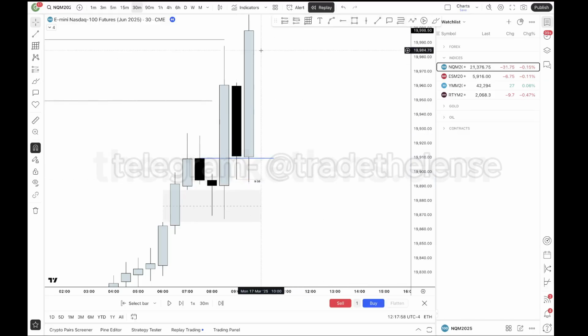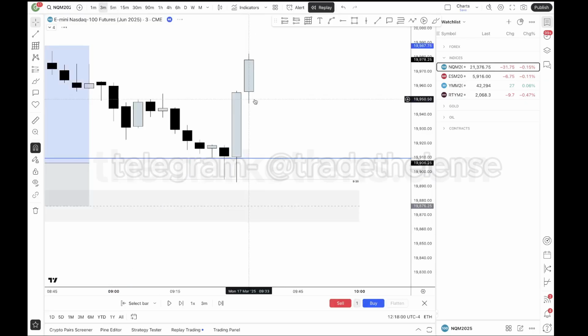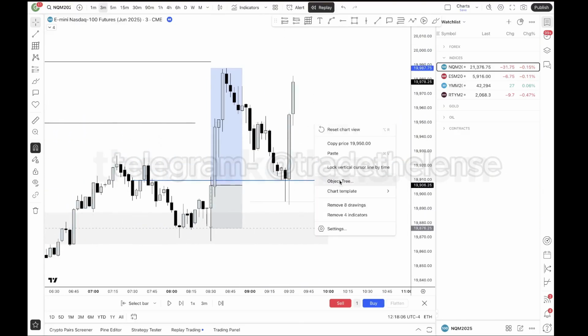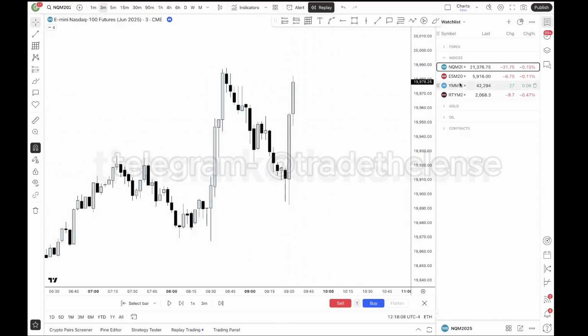So if you want to trade this candle too, go to the 3-minute. There's really not much opportunity because it just expands like this. So sometimes that happens. You just won't get opportunity. Price is too volatile here.